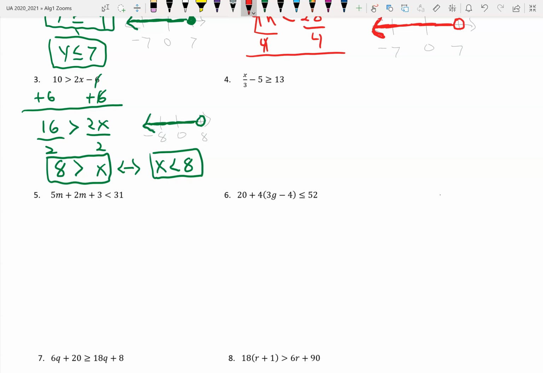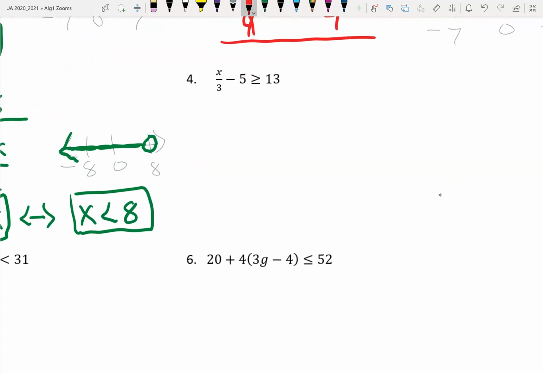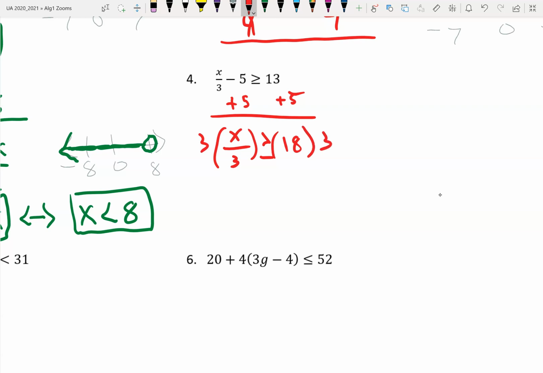Number 4. First, we will add 5 to both sides, leaving on the left-hand side x over 3, preserving our inequality. 13 plus 5 is 18. Here it's x divided by 3. The inverse of division is multiplication, multiplying by 3 on the left and the right. X greater than or equal to 54.